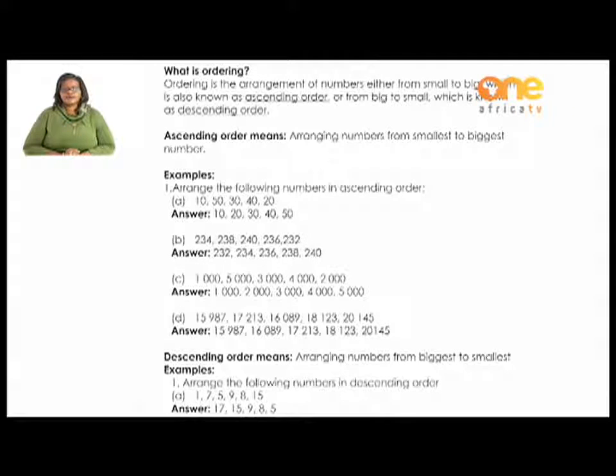Then on C, the first number is 1,000, second one 5,000, third one 3,000, 4,000, and finally 2,000. Then the smallest number there is 1,000, followed by 2,000, 3,000, 4,000, 5,000. So if you look at the pattern of those numbers, they are all going up.